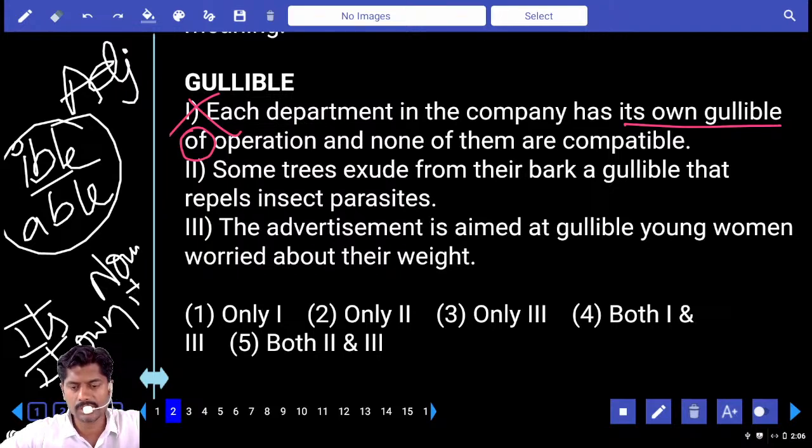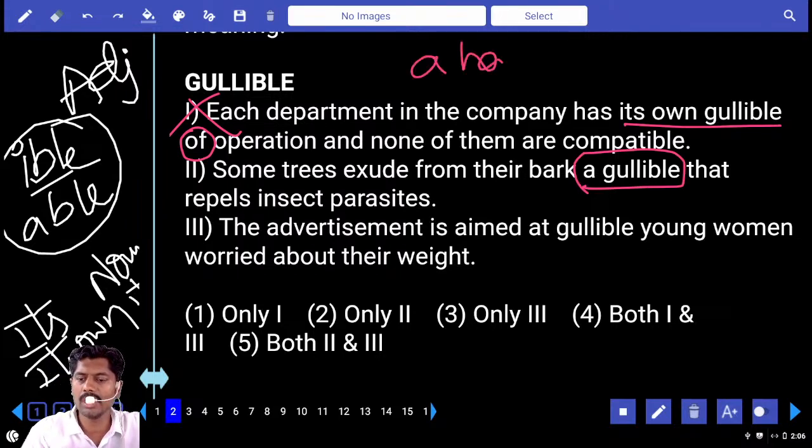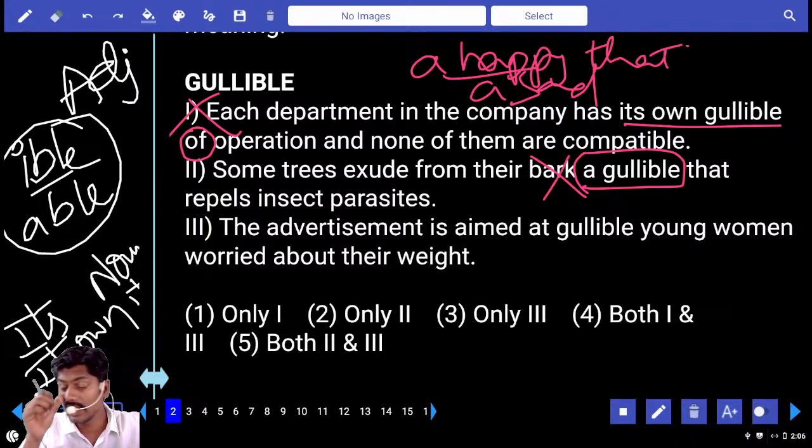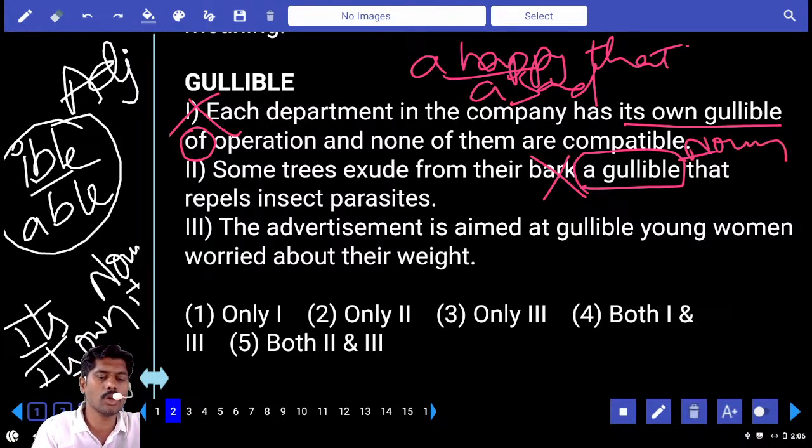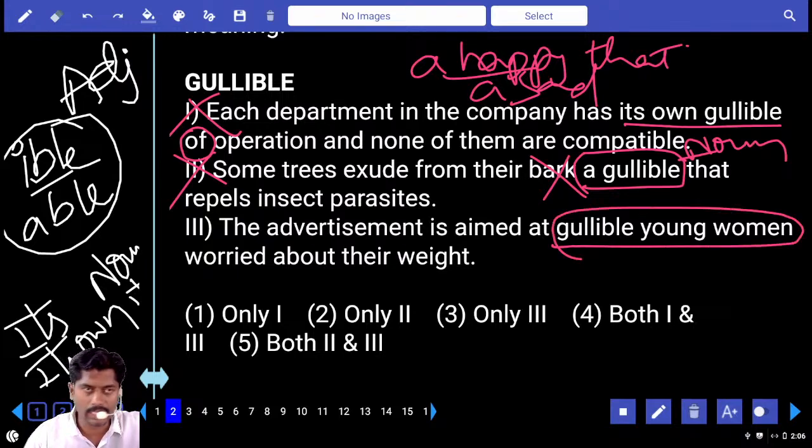Some trees exude from their bark a gullible. A gullible, is it correct? Like a happy that, a sad that, wrong. This is wrong. If there is a noun after gullible, this is okay. But there is no noun, so this is wrong. The advertisement is aimed at gullible young women, innocent young women. Yes, this is the only sentence which is correct. Only 3, the third option is the right answer.